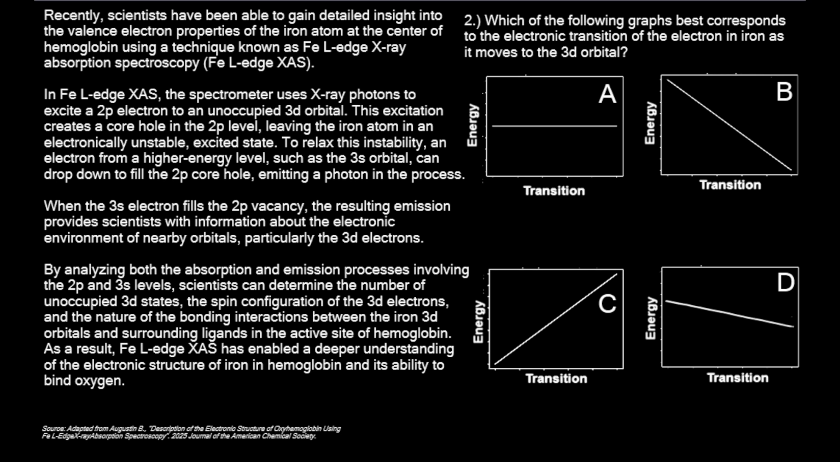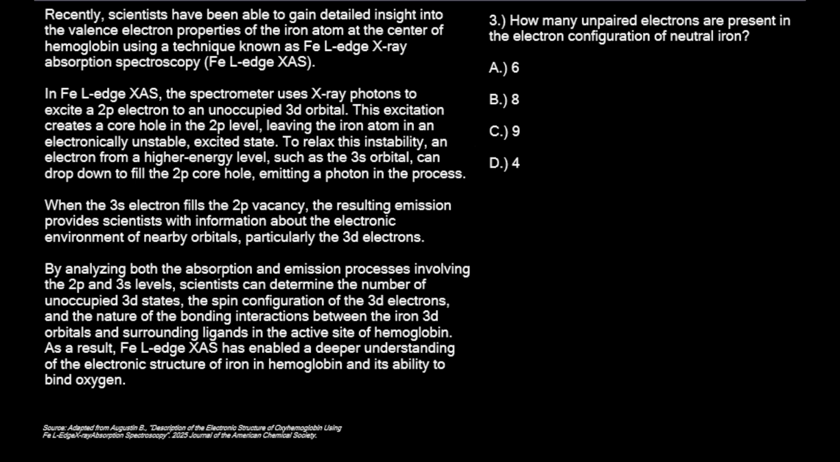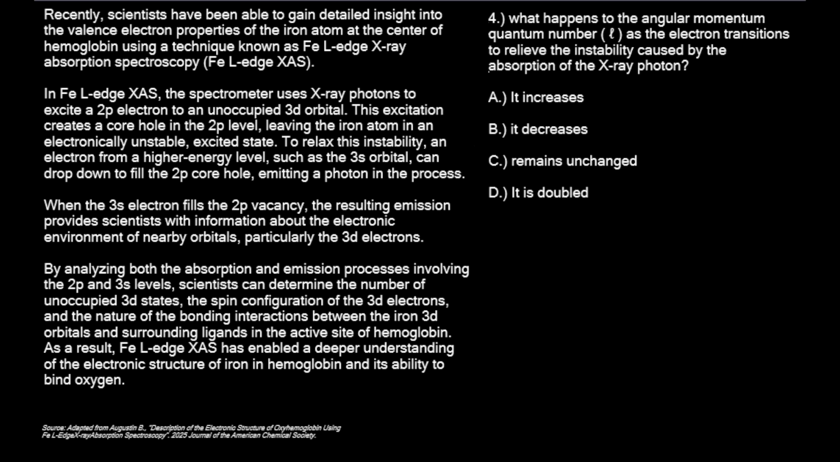Which of the following graphs best corresponds to the electronic transition of the electron in iron as it moves to the 3d orbital? Question number 3. How many unpaired electrons are present in the electron configuration of neutral iron? Question number 4. What happens to the angular momentum quantum number l as the electron transitions to relieve the instability caused by the absorption of the X-ray photon?